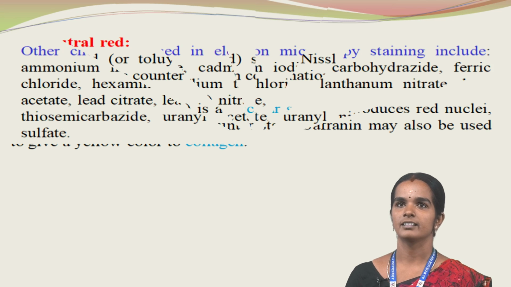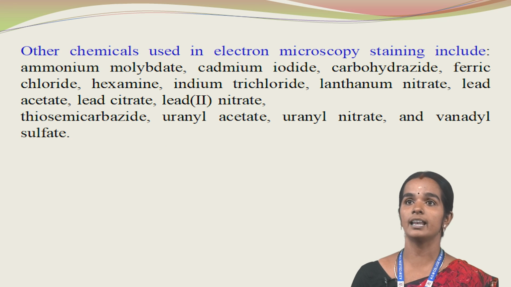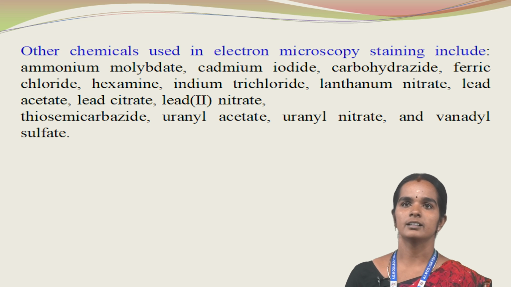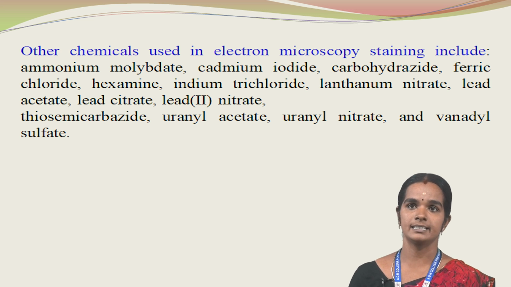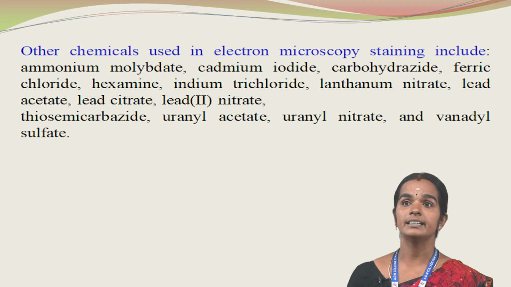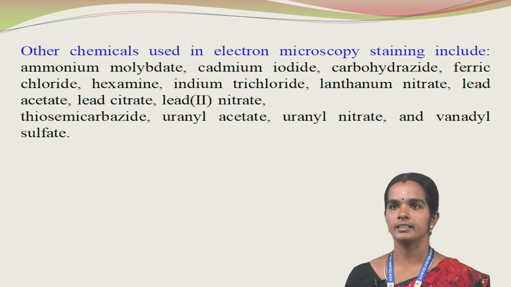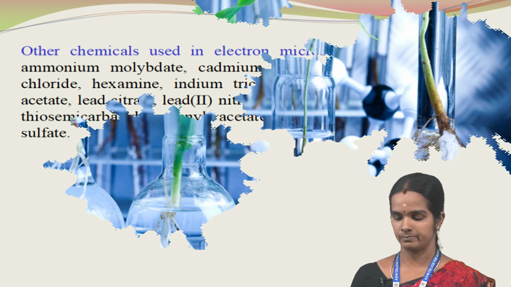The other chemicals used in electron microscopy staining include ammonium molybdate, chromium iodide, carbohydroxide, ferric chloride, hexamine, indium thiochloride, lithium nitrate, lead acetate, lead citrate, lead nitrate, thiosemicarbazide, uranyl acetate, uranyl nitrate, and vanadium sulfate.